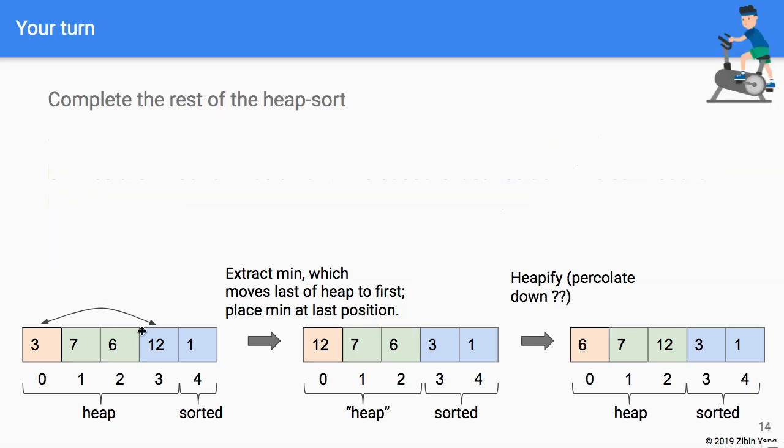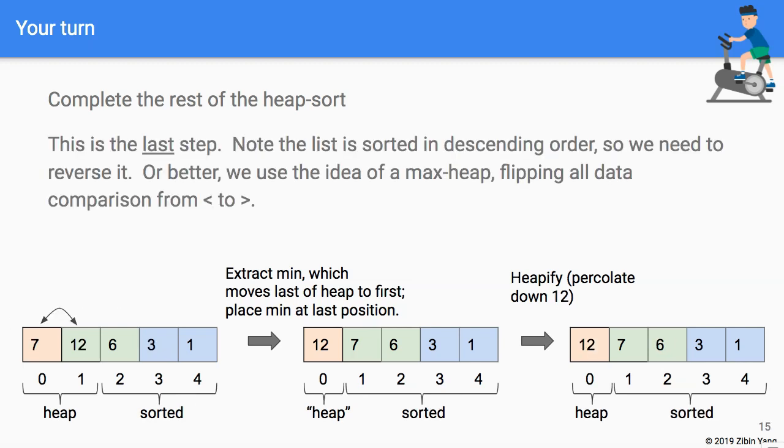And now it's your turn. Can you try to complete the rest of the heap sort using the steps we just described? All right, assuming you've done that, I'm showing the very last step here. In this very last step, this heap with 2 elements, we swap them, and then the heap becomes a single element, and we don't need to heapify anymore. So now we have a sorted list.